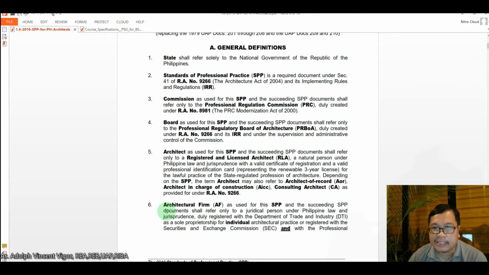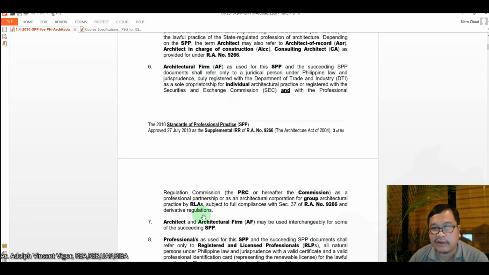Then you have number 6, architectural firm. As used for this SPP and the succeeding SPP documents, it shall refer only to a juridical person under Philippine law and jurisprudence, duly registered with the Department of Trade and Industry, or DTI, as a sole proprietorship for individual architecture practice, or registered with the Securities and Exchange Commission and with the Professional Regulation Commission, referred to as Commission in this document, as a professional partnership or as an architectural corporation for group architectural practice by RLAs, subject to full compliance with Section 37 of RA 9266 and derivative regulations.